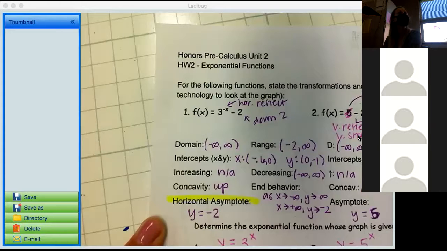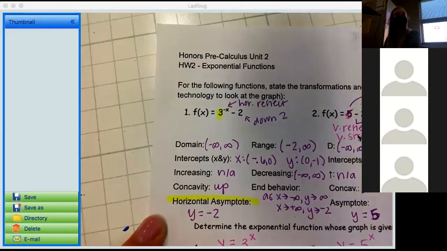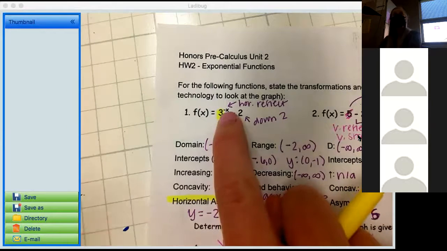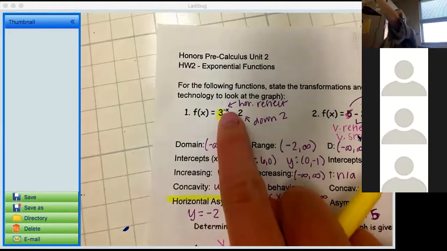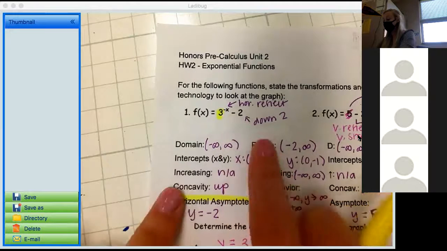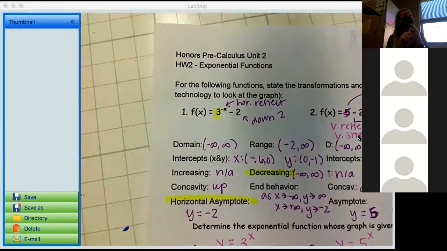Okay, what about the base? You're right. What about the base? This base is bigger than 3. So it should be growth, which means increasing. But then what did we do to it? We reflected it. So instead of going up and to the right, we did a horizontal reflection, which means it goes to the left. So it's decreasing. So you should know just from looking at this equation that the asymptote is at -2, and it is decreasing.